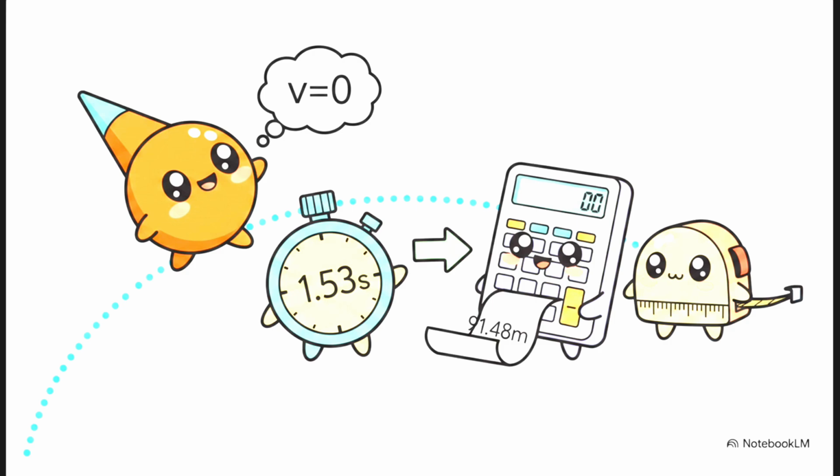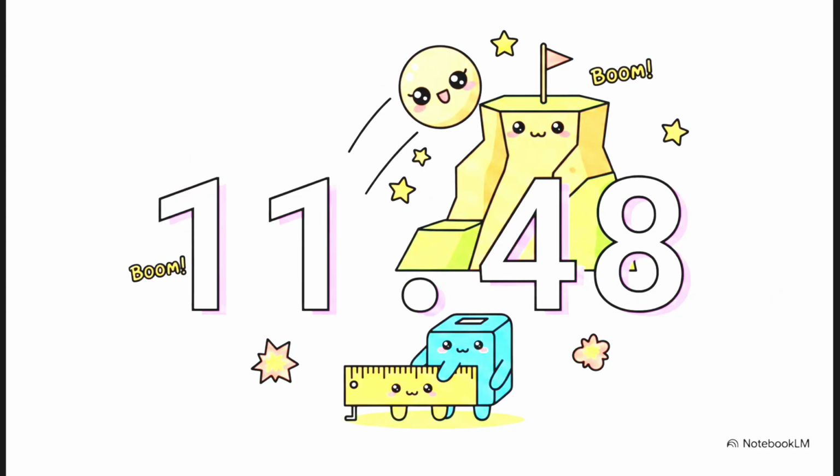Then we plug that 1.53 seconds into our vertical displacement code, crunch the math, and we find the total vertical position is 91.48 meters from the ground. But wait, remember the exact question? We wanted the maximum height above the cliff. Since our total height from the ground is 91.48 meters, and our cliff was 80 meters high to begin with, we just subtract the cliff. The projectile rose exactly 11.48 meters above the edge of the cliff. Boom! Second mini-boss defeated with total ease.